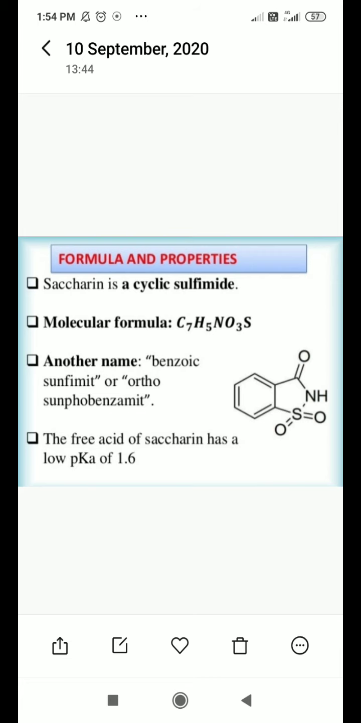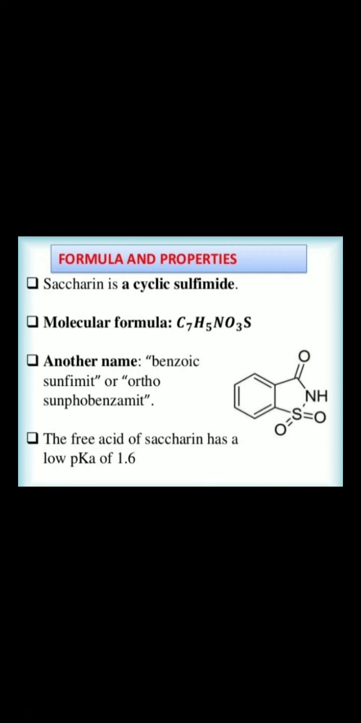Molecular formula: C7H5NO3S. You can cross check it. C7: the benzene ring contains 6 carbon atoms, and the seventh is the carbon from the carbonyl group. So in total there are 7 carbons.